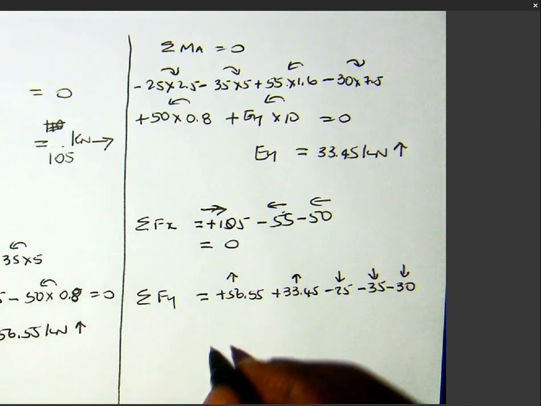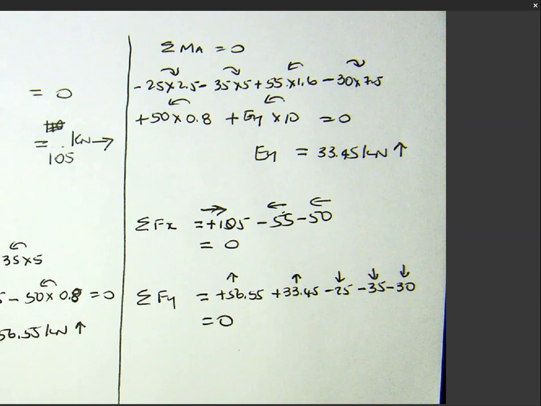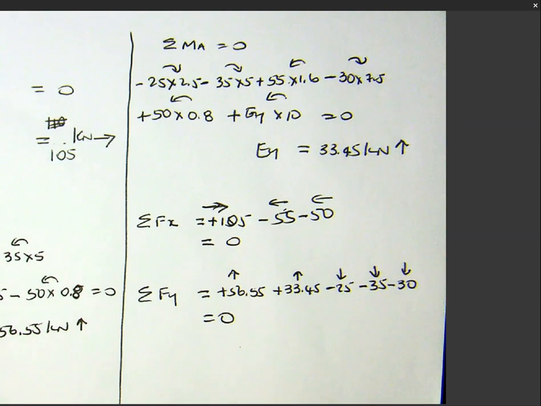Again, if you're getting 0, it gives you hope that whatever you're doing is correct, but that does not really mean that you are correct. Maybe you are consistent with your mistake. I hope you guys understand how you are going to be dealing with reactions when it comes to trusses.